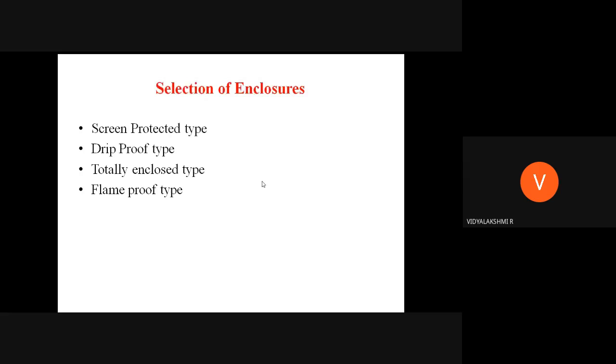And the next one is the drip proof type. This type is used when the atmosphere is damp or submerged. In submerged conditions, we can use the drip proof enclosure type.